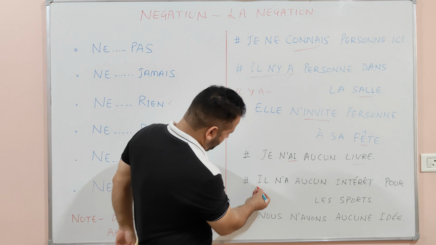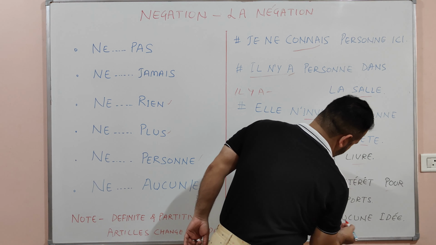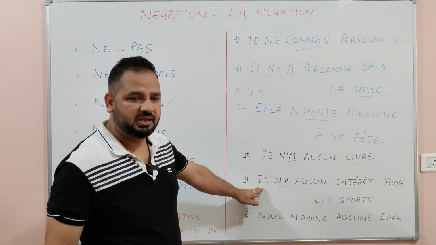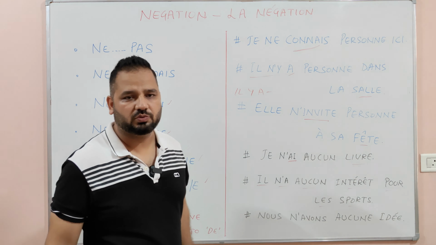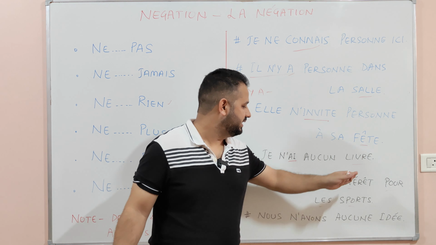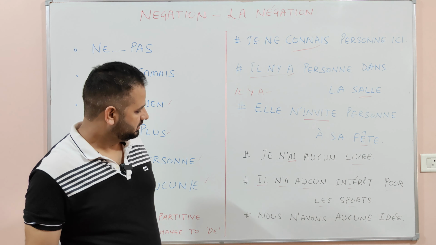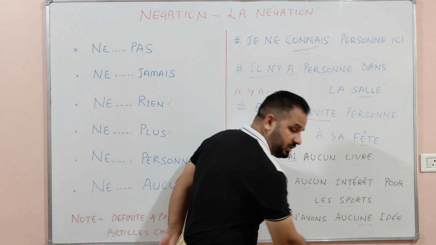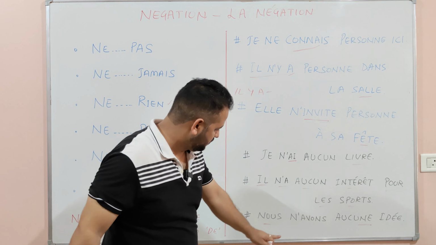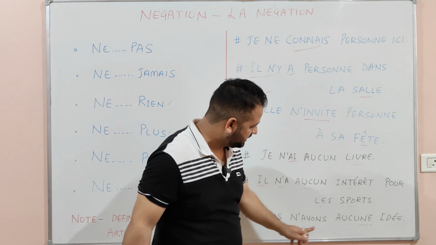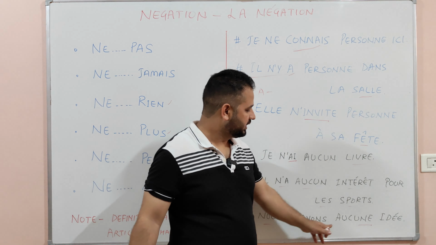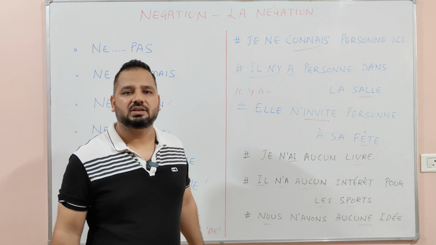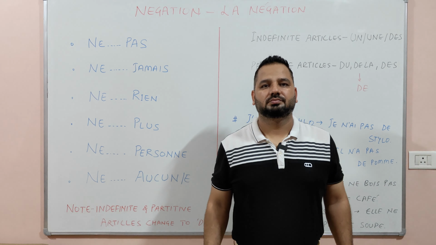Il n'a aucun intérêt pour le sport. Interest, sports. He doesn't have any interest in sports. Correct? Last example. Nous n'avons aucune idée. This is aucune, feminine, because idée is feminine. The verb is avons, so we have sandwiched it with ne and aucune. We do not have any idea. Nous n'avons aucune idée. I hope it's clear.